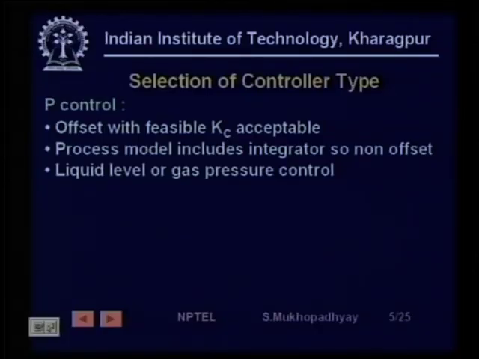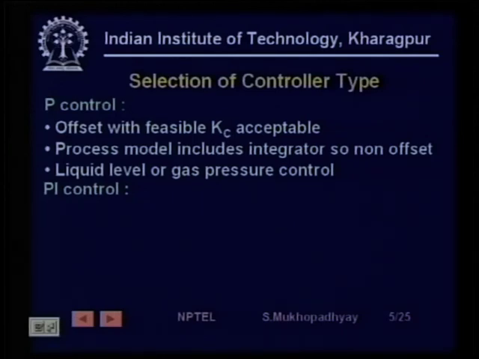So, in such a case, typically in liquid level control or gas pressure control, where you have a tank and you are putting in fluids, the plant has an integrator. So, in such cases a P control can be used. So, you have liquid level or gas pressure control.